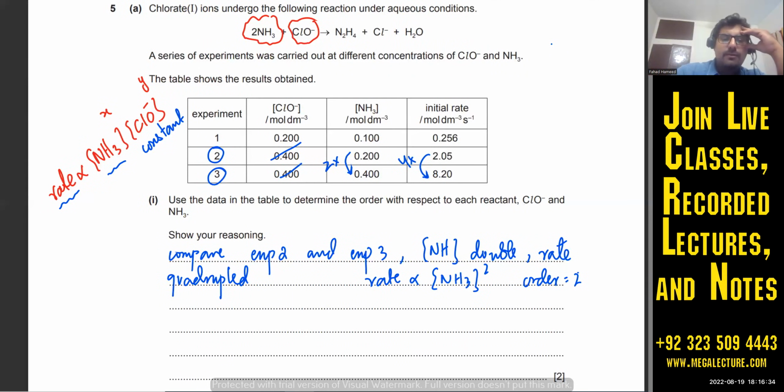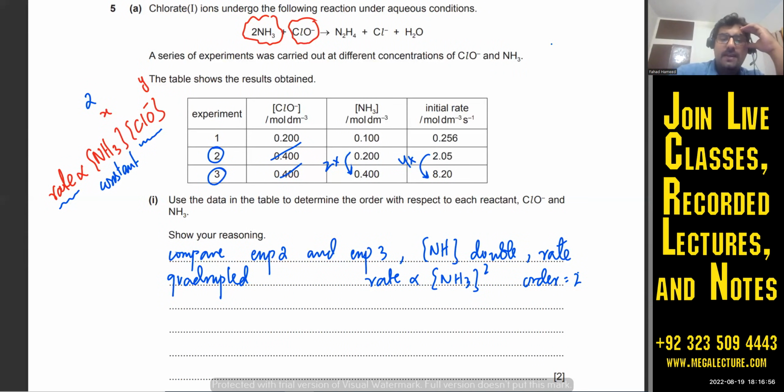So I'm going to try and figure out the other one now. I figured out that this is 2, right? So if I want to investigate the other one, how the rate depends on ClO minus 1 concentration, these two should vary, and I should keep NH3 constant, right?